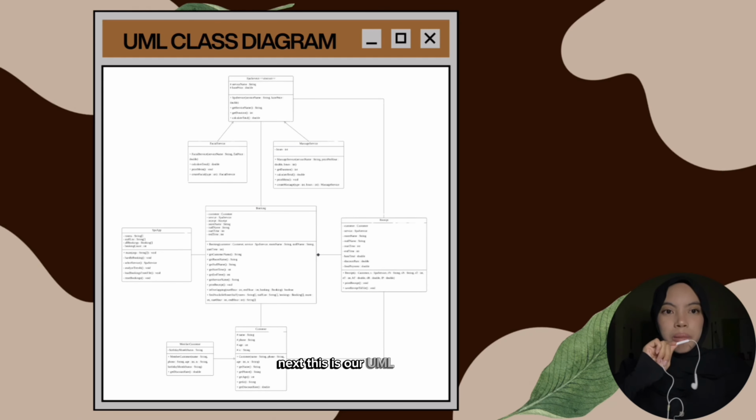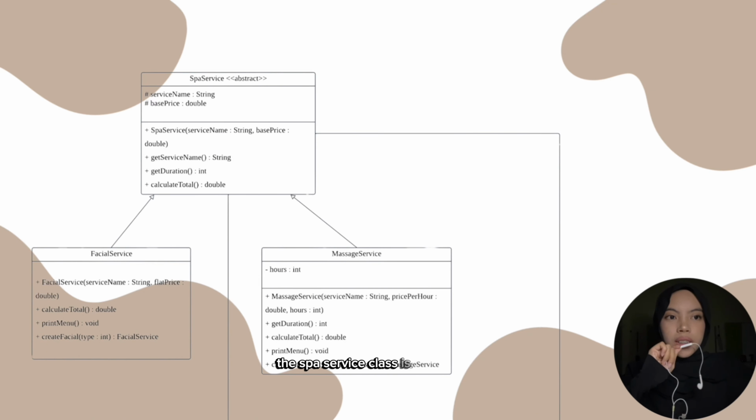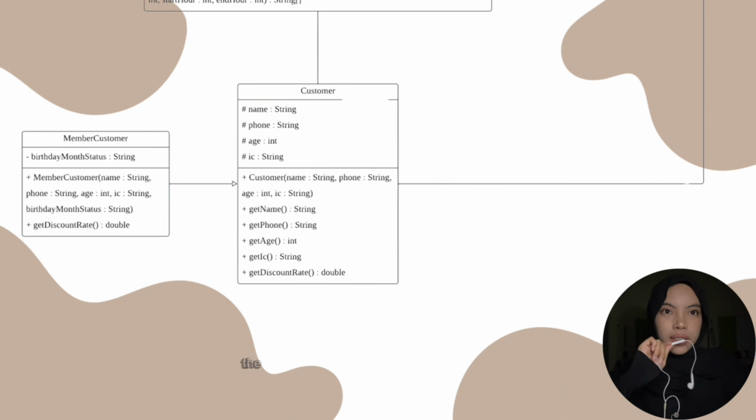Next, this is our UML class diagram. The spa service class is an abstract parent class for spa services. It is inherited by facial service and massage service, where each class has its own way to calculate the total payment. The customer class stores customer information, while member customer extends customer and adds a discount feature. The booking class connects the customer, service, room, staff, and booking time. The receipt class stores the payment detail and generates the receipt. Lastly, spa app is the main class that controls the whole system.